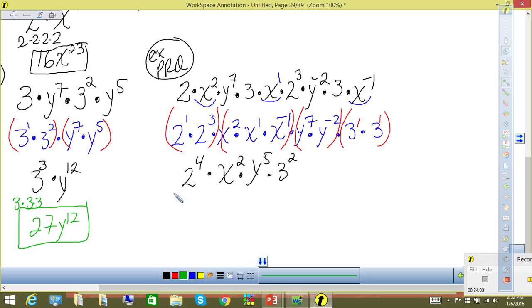This is 2 times 2 times 2 times 2. Is that correct? That is 16. This one is 3 times 3. That is 9. And what operation is in between? Multiplication. So what is 16 times 9? 144. Yes, that's what simplifying means. Didn't we do that with this one? Yes.